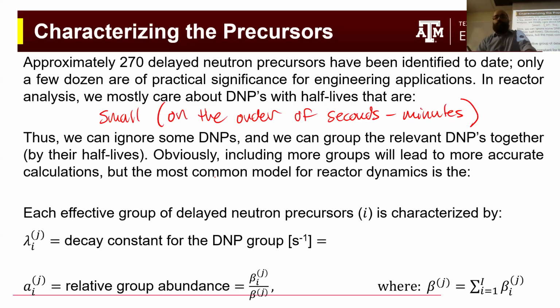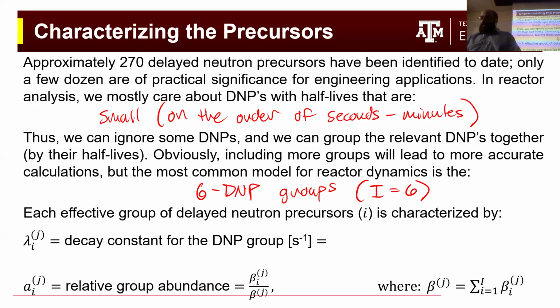The most common grouping is to do 6 delayed neutron precursor groups. That's the most sophisticated that we'll do in this class. Obviously, if you do more groups, you will get a more sophisticated, more accurate answer, but 6 is pretty sufficient for most calculations that we'll need to do. So if we have 6 delayed neutron precursor groups, that means that capital I in our summations is 6.